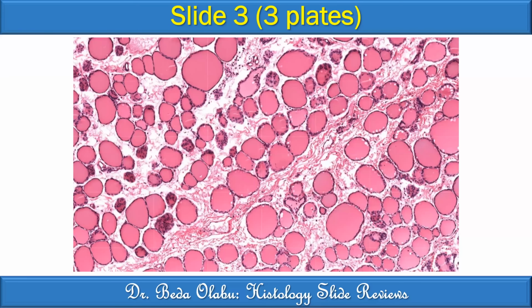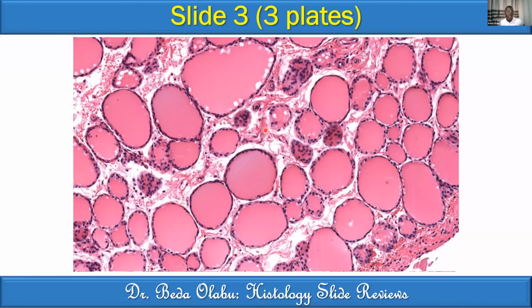Then the cells surrounding the colloid material are simple squamous. The cells are simple squamous. Okay, good. Right. I believe that one you are able to pick from the third magnification which I've given you. Anything else new?